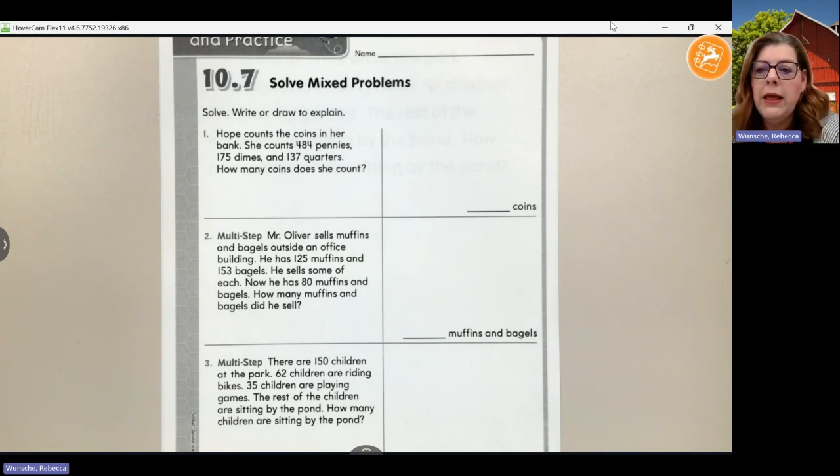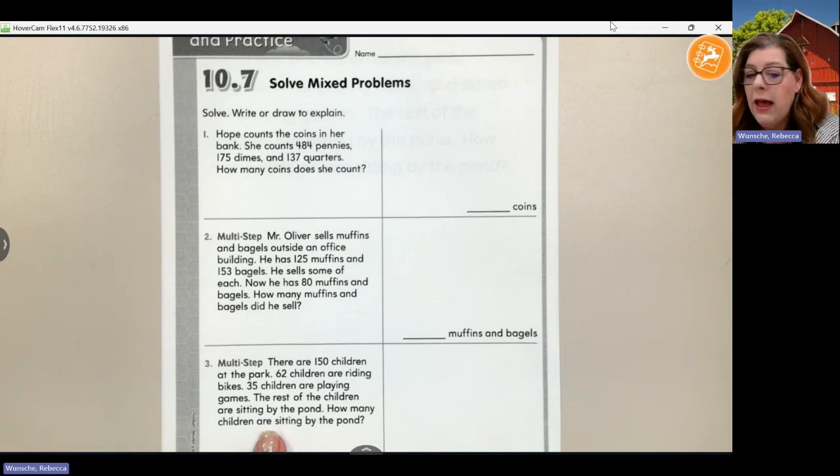Today we're going to be looking at our TEKS 2.4c, which is solving story problems, both one-step and multi-step, with addition and subtraction. So what we're going to do today is a really fun activity that I love to do in second grade called a numberless word problem.